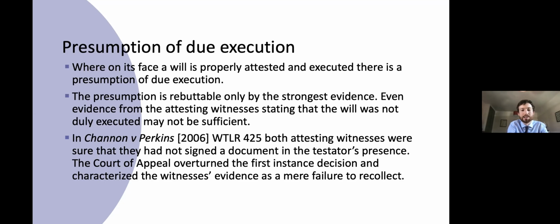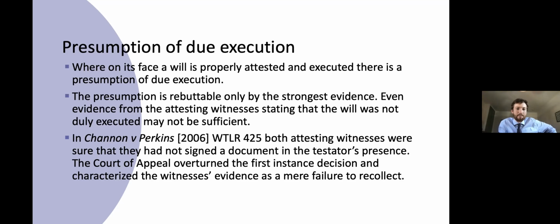And there are even cases where both attesting witnesses come forward later and say, oh, the will wasn't properly executed, and that hasn't been sufficient or strong enough evidence to overturn the will. The Court of Appeal has overturned a number of first instance decisions and said that the attesting witnesses have simply failed to accurately recollect what happened, and they prefer the presumption of due execution.